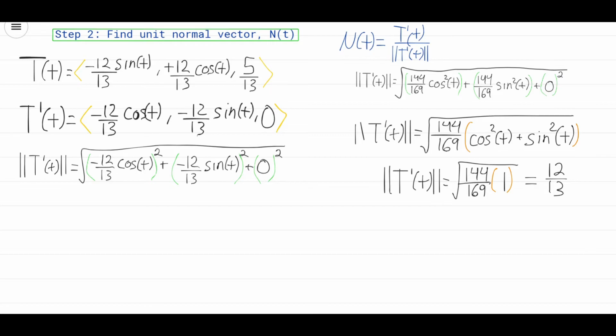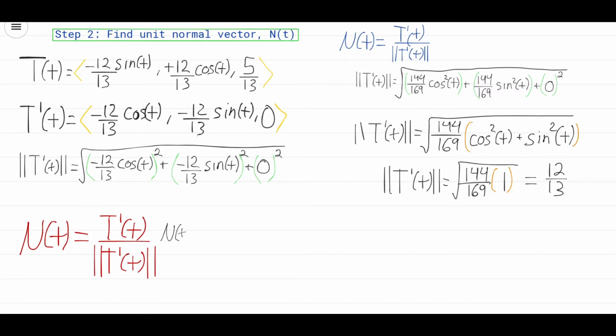So now we have the two elements we need to compute the unit normal vector. So again, the formula for the unit normal vector is the unit tangent vector derivative divided by its magnitude. So when we plug in what we have, the unit normal vector is negative 12 over 13 cosine of t divided by 12 over 13, comma, negative 12 over 13 sine of t divided by 12 over 13, comma, 0 divided by 12 over 13.